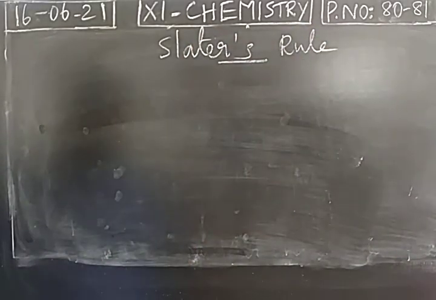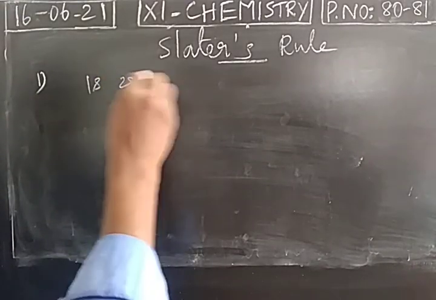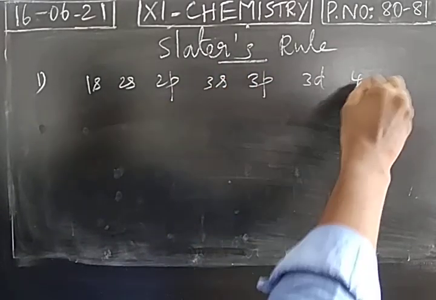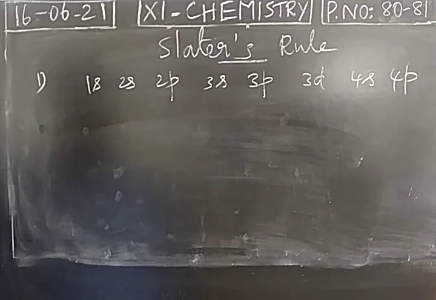According to Slater's rule, the first step is to write the electronic configuration of an element. Then we have to make it into groups. We should group s and p orbitals together, d orbital separately and f orbital separately. In this manner we have to group it.